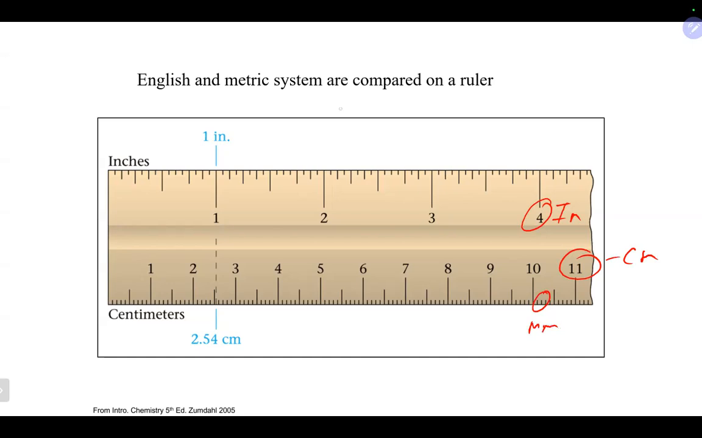1 inch is exactly 2.54 centimeters. Star that. That's like the conversion everybody wants you to know. So you do need to know that one. That 1 inch is exactly 2.54 centimeters.